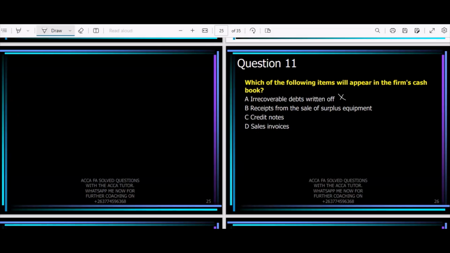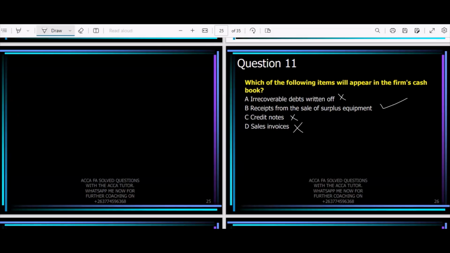Receipts from the sale of surplus equipment, this one involves cash, the movement of cash, the receipt of cash. So therefore, B is applicable. What about credit notes? Credit notes will be entered in the sales returns daybook, and no movement of cash is recorded. Sales invoices again will be entered in the sales daybook, but not in the cash book. So the only answer there was B.